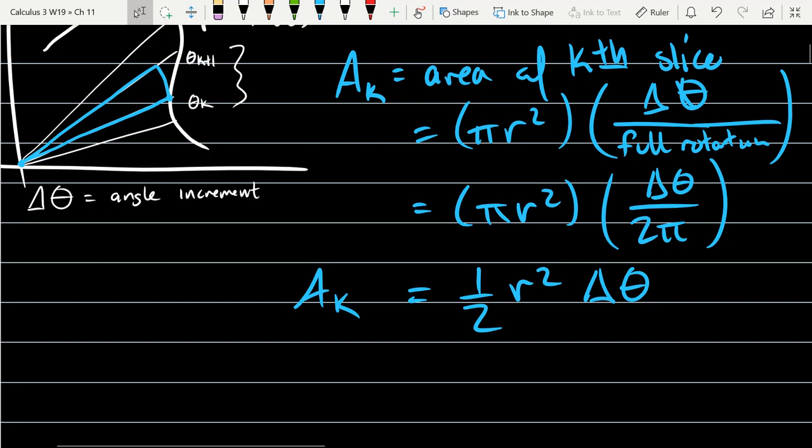And this is a good place to stop. So basically, we're going to be integrating this and then computing some integrals. That's what's coming next.